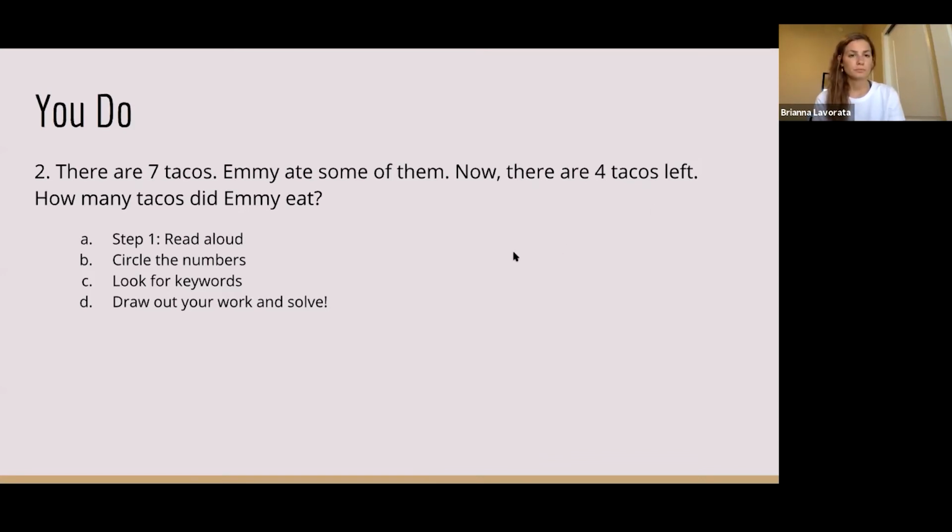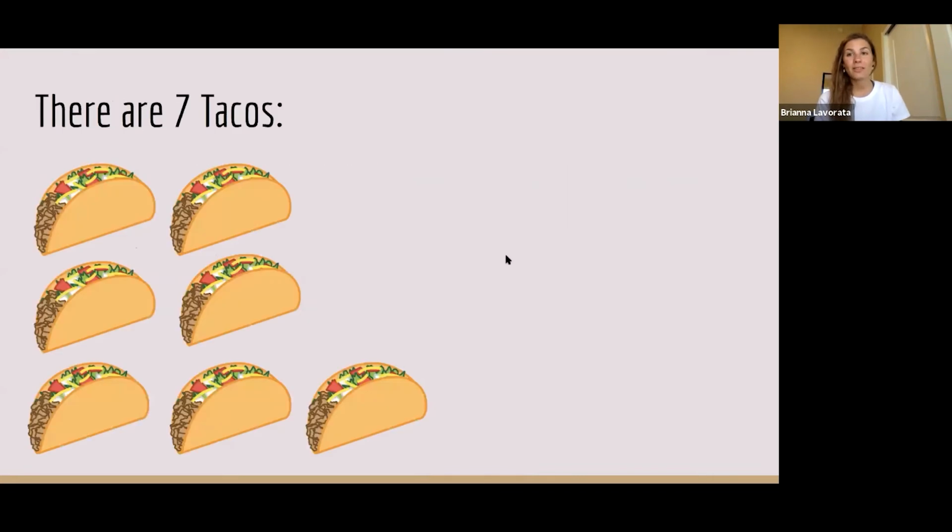So we know we're going to be solving with the number 7 and the number 4. We know we're going to be taking away an amount because it says Emmy ate some tacos, right? And now there are 4 tacos left. We just don't know how many tacos Emmy ate. So let's go ahead and draw our 7 tacos. So I'm going to grab my crayon. I'm going to draw 7 tacos.